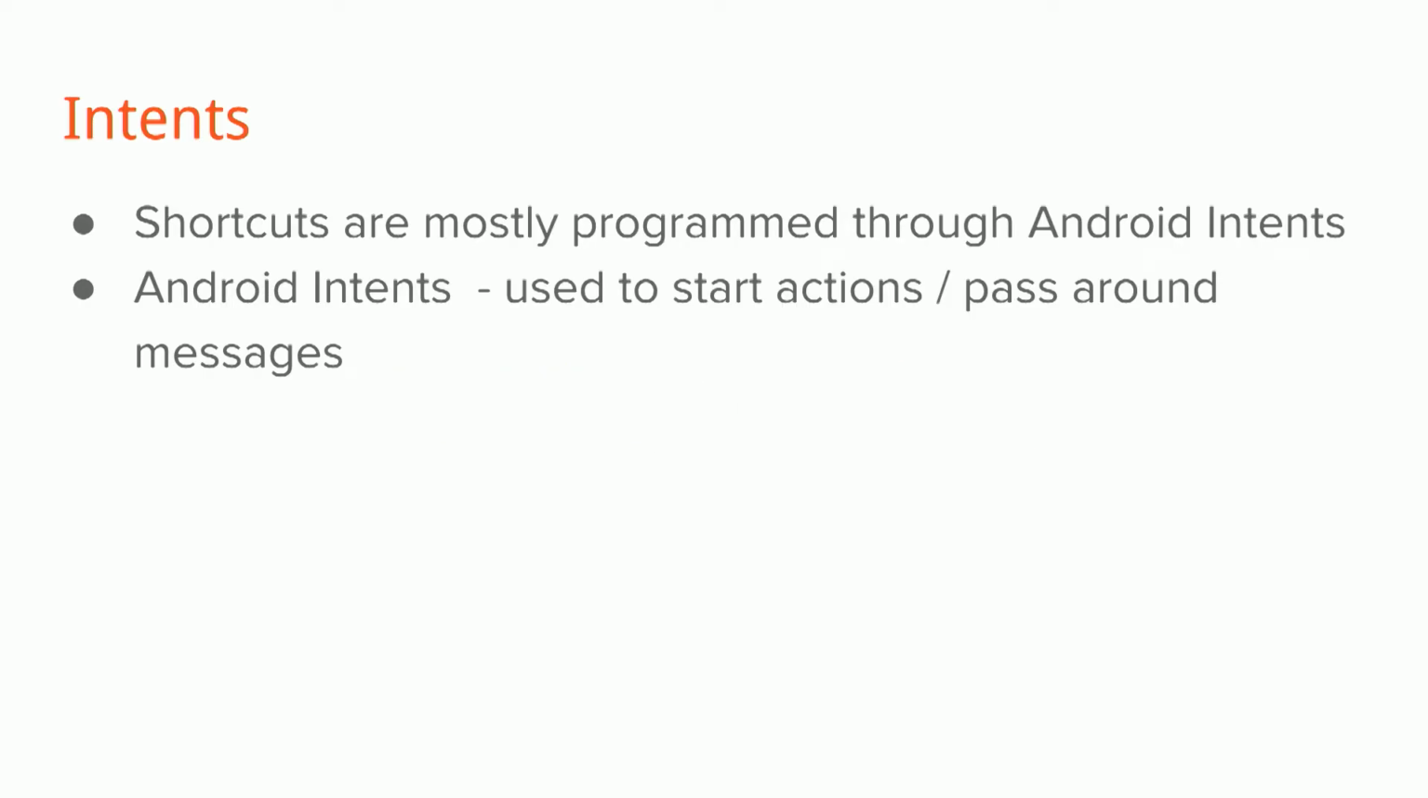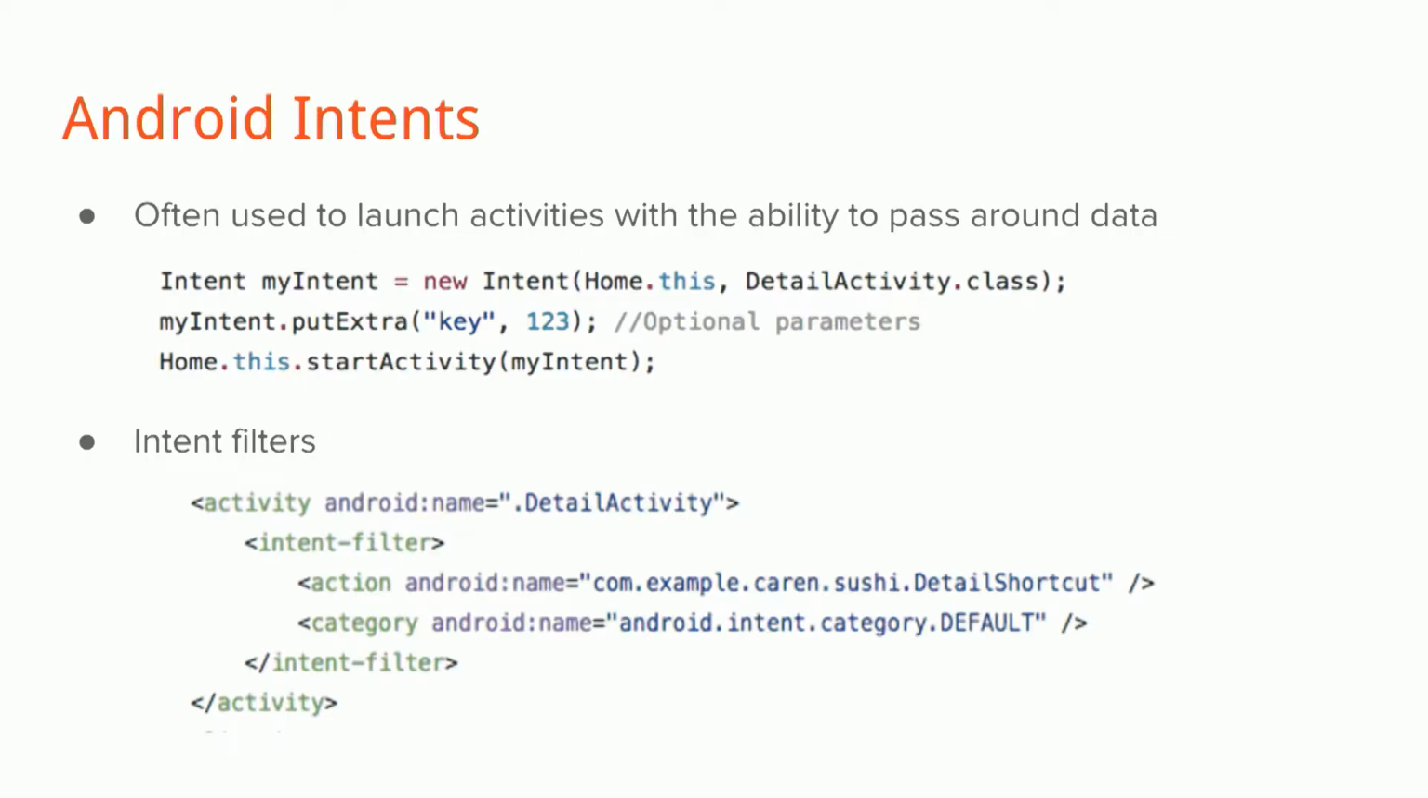So getting started, the first thing to know about app shortcuts is that they're basically programmed through intents. Intents are a pretty basic concept in Android. It's used to send data around and start different things. For example, maybe you want to start a new activity on a button click. You could pass some extra messaging when you're starting that new activity. You could either do it through the code or you could do it through an XML file.